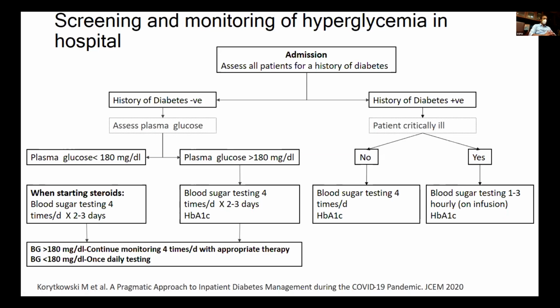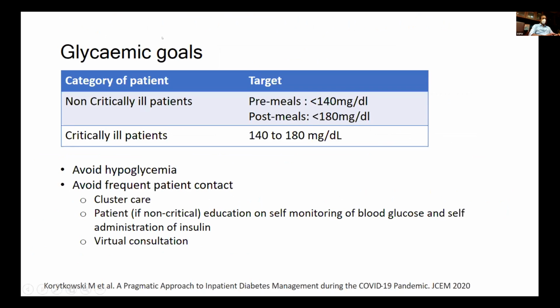What does this mean by 4 times? This usually means before all the meals, breakfast, lunch and dinner, and 2 hours after dinner. The target for the pre-meal blood sugar should be less than 140 and the post-meal blood sugar should be less than 180. And for those who are critically ill and on insulin infusion, the target should be between 140 to 180.